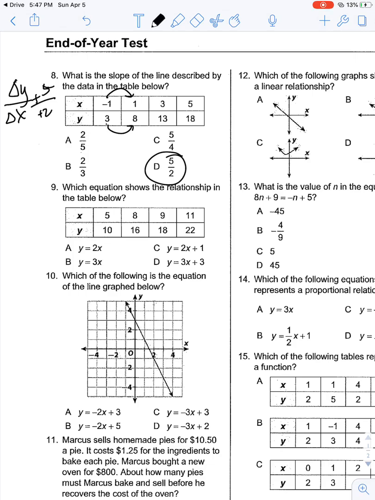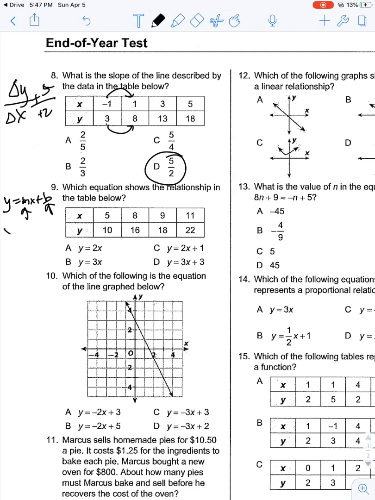On to number 9. Which equation shows the relationship in the table below? Well, remember that you can find an equation. The relationship of an equation is y equals mx plus b. So the two things that we need to find are the slope, the m, and the b, the y-intercept. So the first thing we do is look for the slope, and we're going to find it the same way we did in the one above.